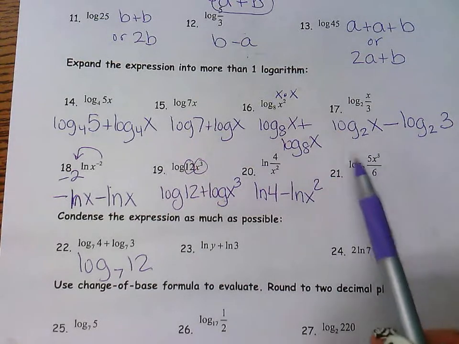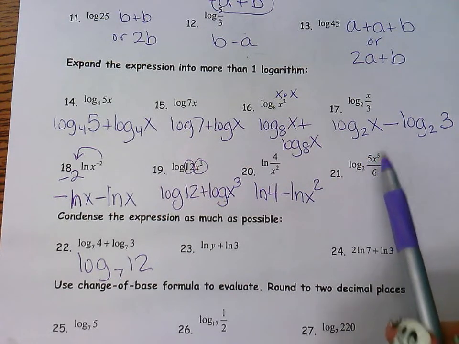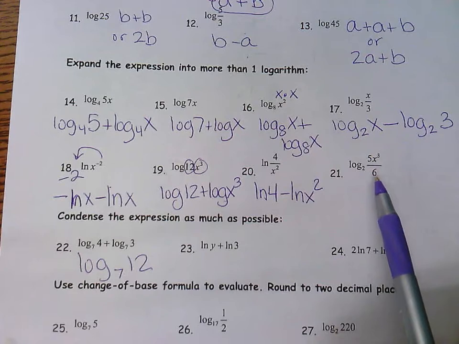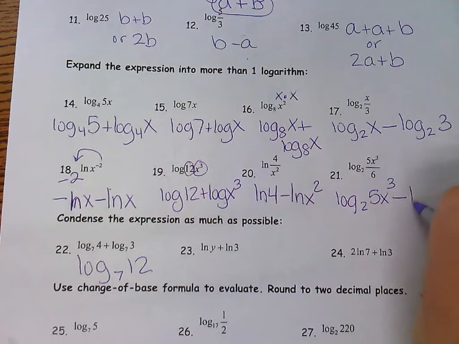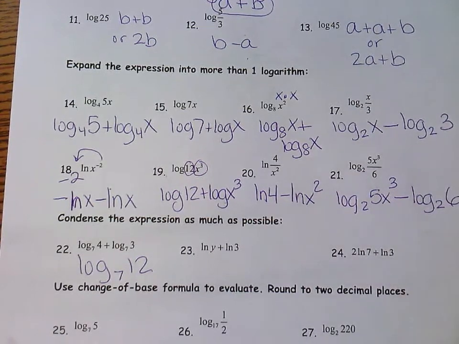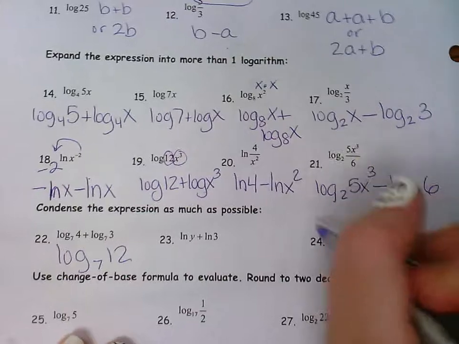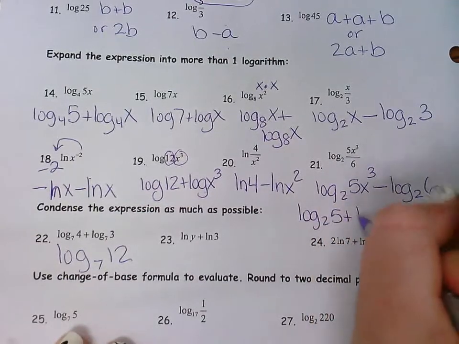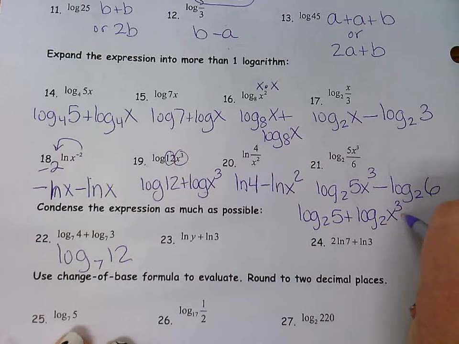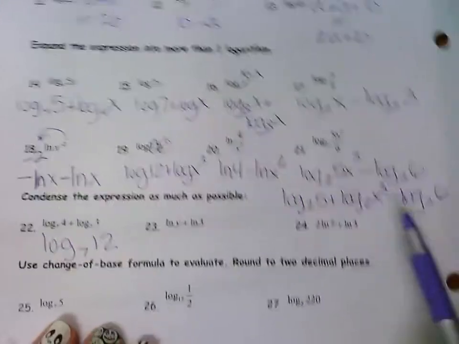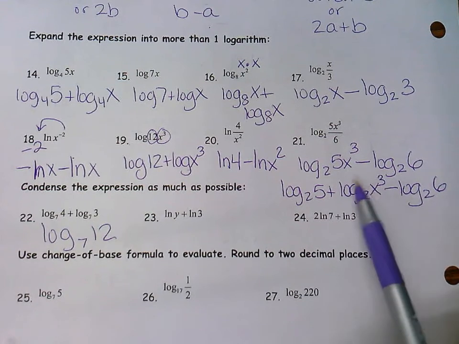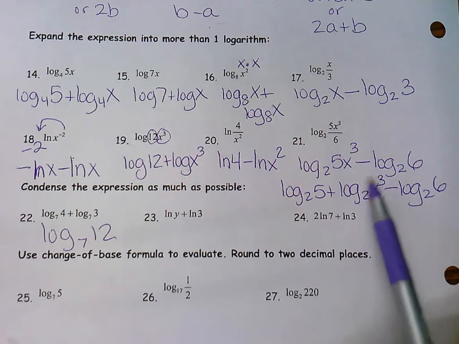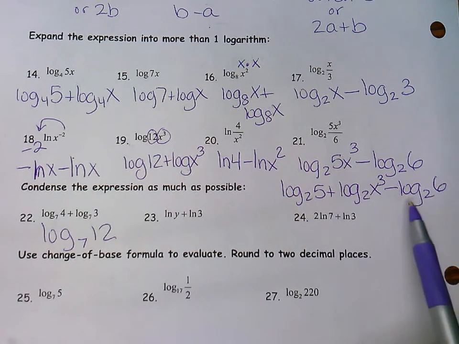Same thing with number 21. The numerator you'd want to keep together and then subtract the denominator. So the log base 2 of 5x cubed minus the log base 2 of 6 is one way. If you wanted to go another step further, it'd be the log base 2 of 5 plus the log base 2 of x cubed minus the log base 2 of 6. Then if you wanted to go even further, you could take this x cubed and make it log base 2 of x plus log base 2 of x plus log base 2 of x. So just make sure that you're not distributing the power to anything else.